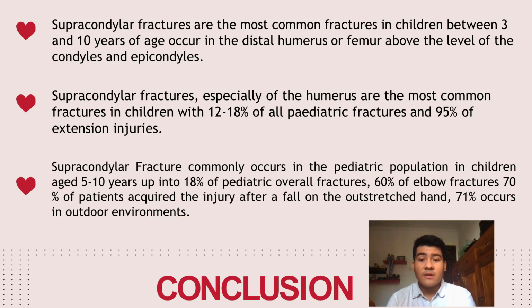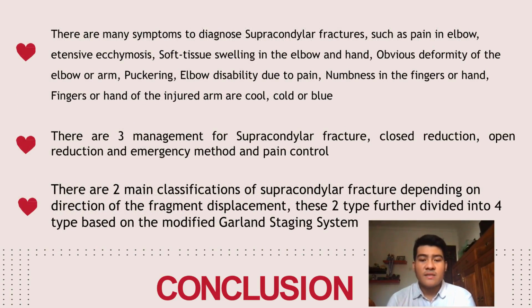Supracondylar fractures commonly occur in the pediatric population, in children aged 5 to 10 years old, up to 18% of overall pediatric fractures and 60% of elbow fractures. 70% of patients acquire the injury after a fall on an outstretched hand, and 71% occur in outdoor environments. There are two main classifications of supracondylar fractures depending on the direction of fragment displacement. These two types are further divided into 4 types based on the modified Gartland staging system.